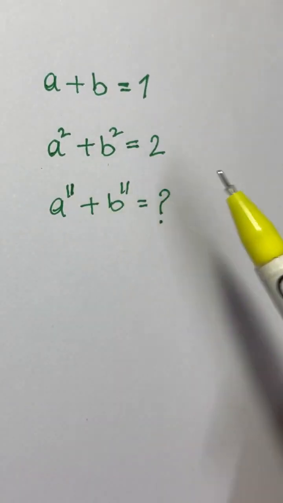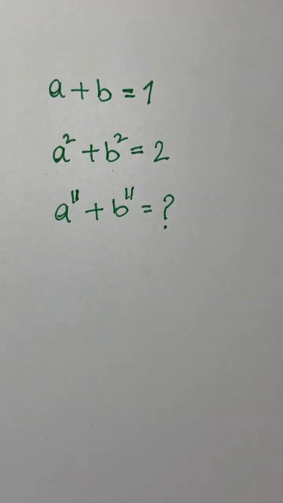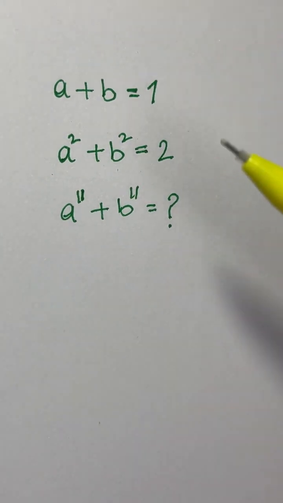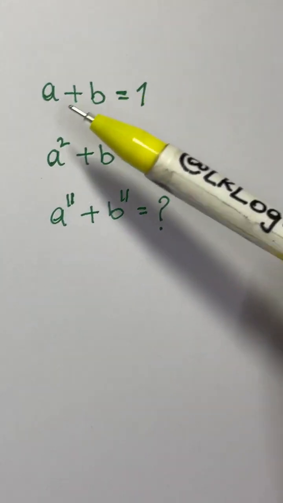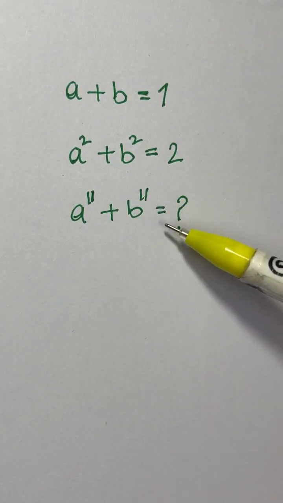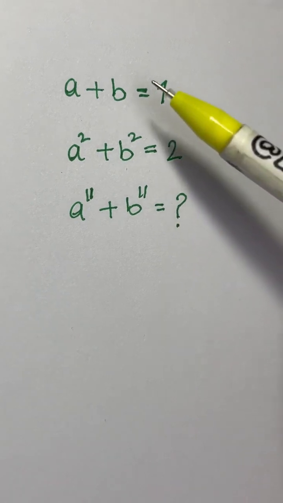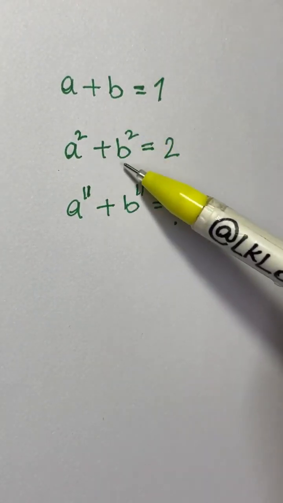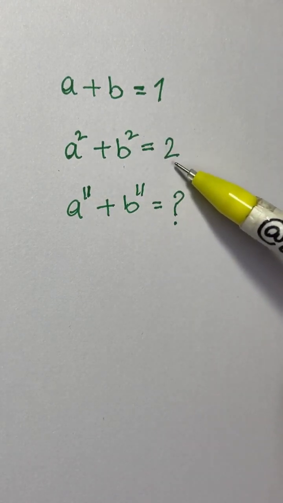Hi everyone, welcome back. In this live session, we are going to solve these equations where we have to find what a to the power of 11 plus b to the power of 11 is. You have been given that a plus b is 1 and a squared plus b squared is equal to 2.